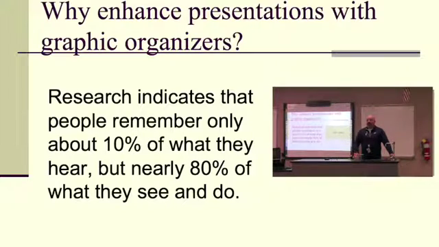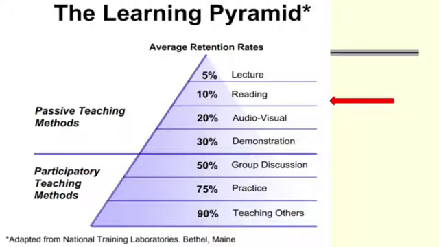Let's look at some other approaches and their effectiveness when it comes to delivering content to students. Let's look at a learning pyramid and average retention rates on different methods of delivering instruction. As you can tell, lecture has the least amount of retention at 5%, but when it comes to teaching others, it's moved all the way up to 90%. What we're looking to do is go from passive teaching methods to participatory teaching methods, to getting our students involved in the active learning process.